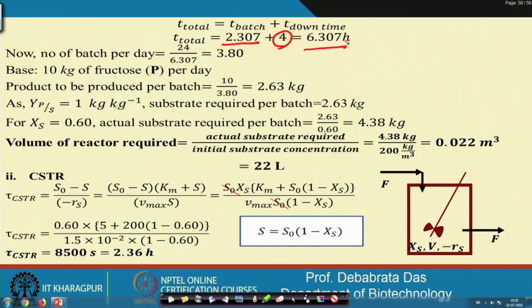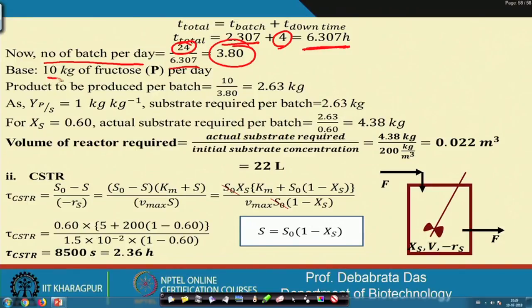Now, suppose we want to find out the volume of the batch reactor. So what you have to do? We have to find out how many batches you have to operate per day to get the desired amount of product. One batch requires 6.307 hours. One day is 24 hours. Am I right? The number of batches we can operate per day is how much? 3.880. This is the number of batches we can operate.